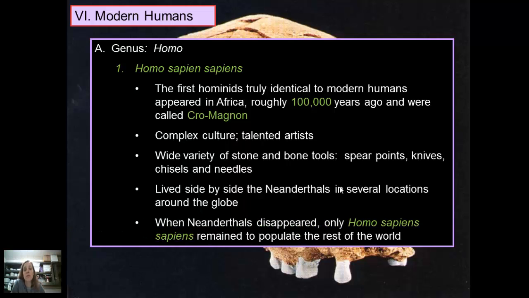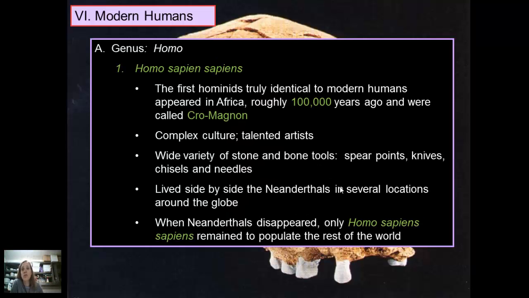And when Neanderthals disappeared, only Homo sapiens sapiens remained to populate the rest of the world. Why was it Homo sapiens sapiens? There's a lot of different theories, but when we think about evolution and natural selection, it's probably because Homo sapiens sapiens were the best adapted for their environment. Okay, and that is our story about the evolution of modern humans. Absolutely fascinating to think about how we went from the Big Bang to modern humans, thinking about everything that we have learned in this unit.